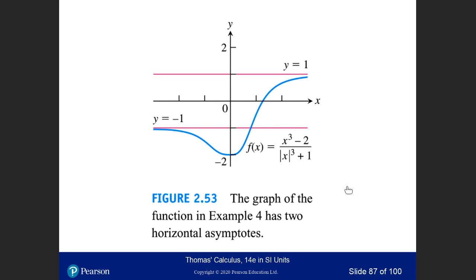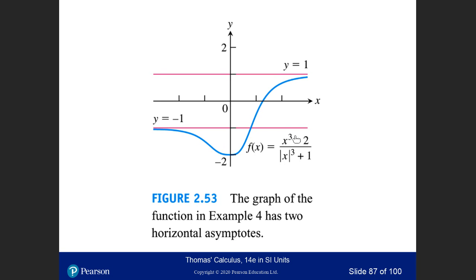Now let's look at this function: (x cubed minus 2) over (the absolute value of x cubed plus 1). Now, when you go to plus infinity, this is plus and this is plus, of course, absolute value. If you divide x cubed by the absolute value of x cubed, 2 over the absolute value of x cubed will go to 0, 1 over the absolute value of x cubed will go to 0, and we will have 1. So y equals 1 is a horizontal asymptote for this function.